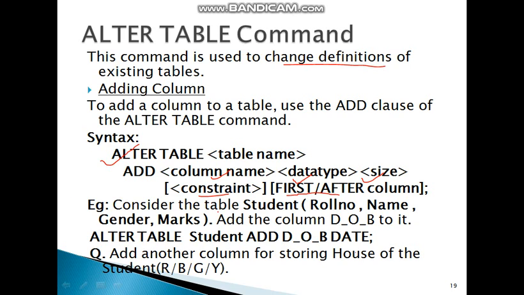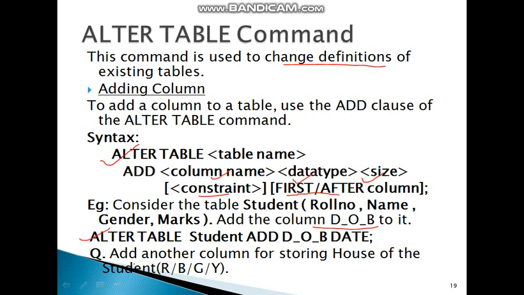Let's see an example. Suppose we have a student table with roll number, name, gender and marks. To this existing table, we want to add a new column, that is date of birth. So look at the query for this. Alter table student, add D underscore O underscore B, then its type is date. So this statement will add a new field D underscore O underscore B to the table student.